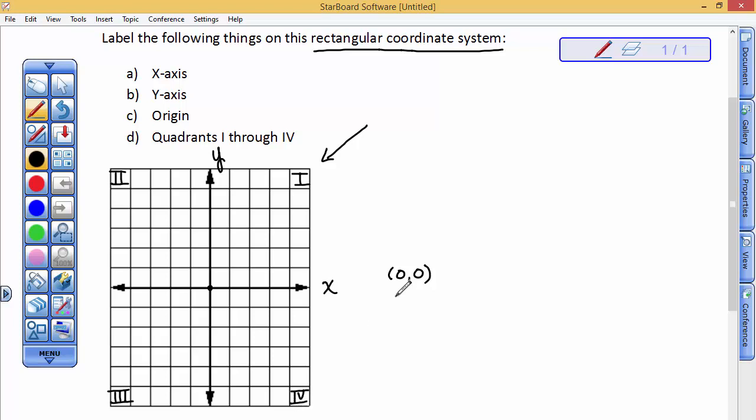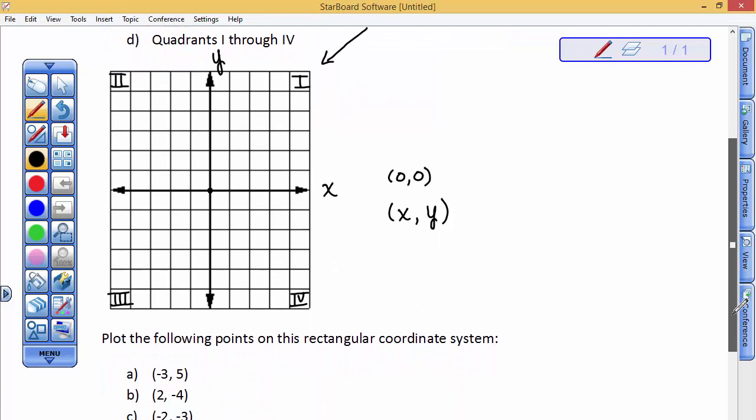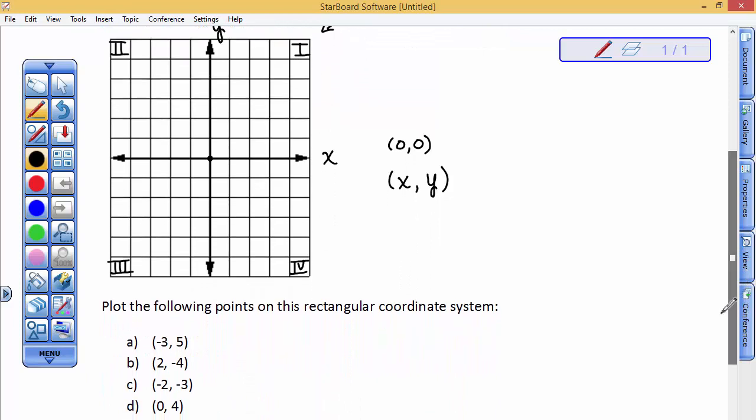When we plot ordered pairs on the rectangular coordinate system, the first value in the ordered pair is the x value, and the second value in the ordered pair is the y value. So from the origin, you go this amount on the horizontal axis, and then you go up or down based on whether this is positive or negative in the y direction. So let's try to plot these ordered pairs that I have on the screen. So again, remember this is x, and this is y.